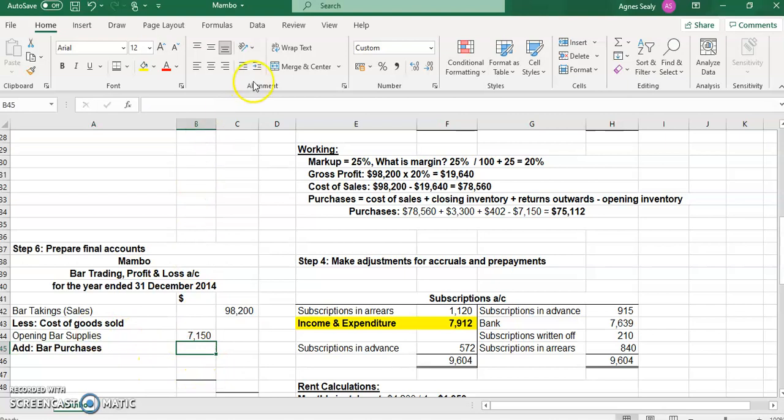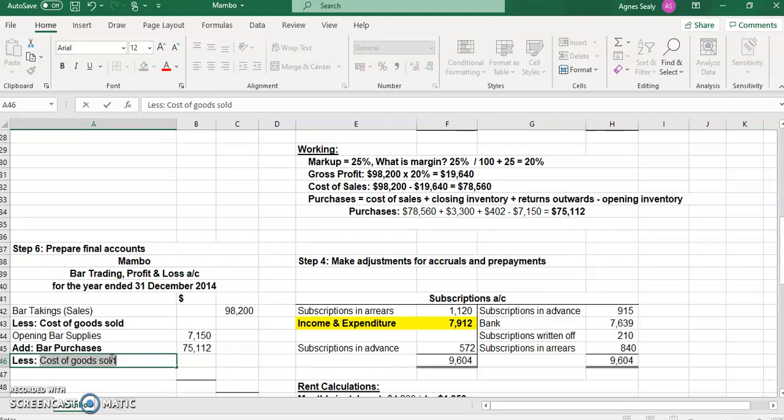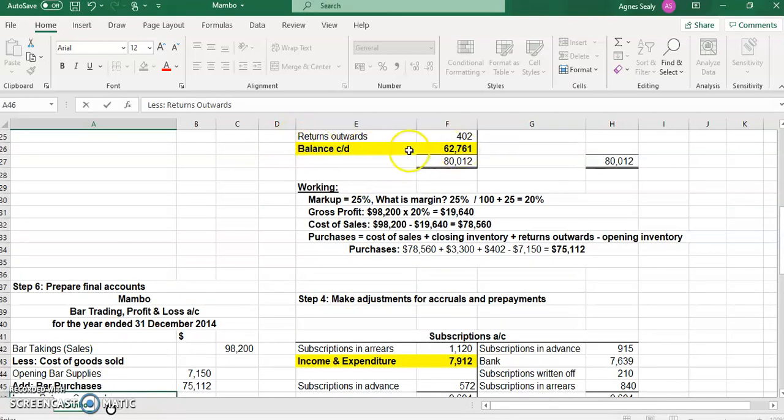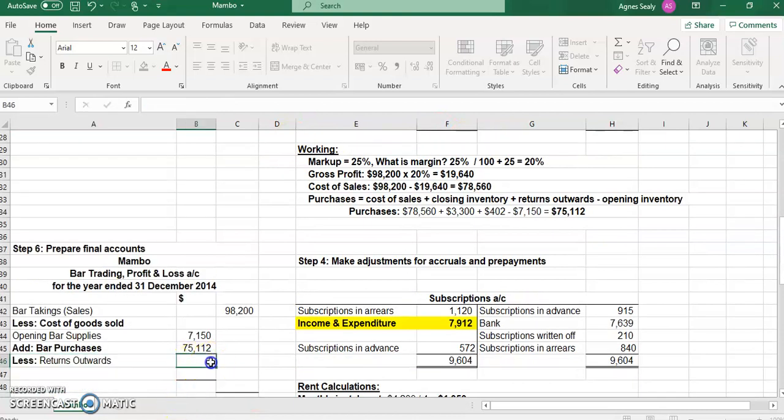And how do we come up with our bar purchases? We calculated our bar purchases here, and that was $75,112. And then we are going to subtract our returns outwards that we were given in the question. And we can look here in our bar purchase account, $402. So we subtract our returns, $402.